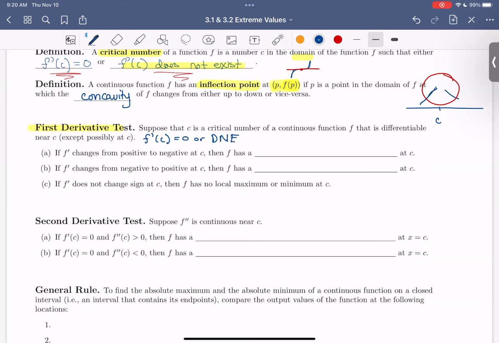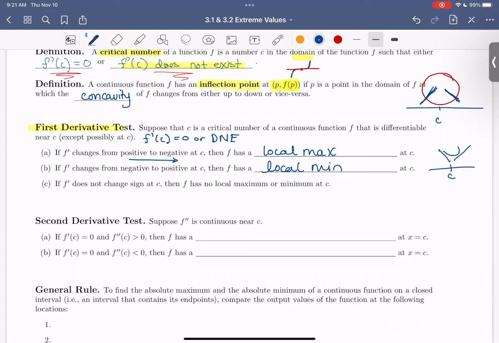Well, if the derivative is positive on the left and negative on the right, that is, changes from positive to negative at C, then f must have a local max at C, because our graph is then increasing to the left, decreasing on the right. So we have a local max. And now in the opposite direction, if f prime changes from negative to positive at C, negative to the left, positive on the right, then we must have a local min.